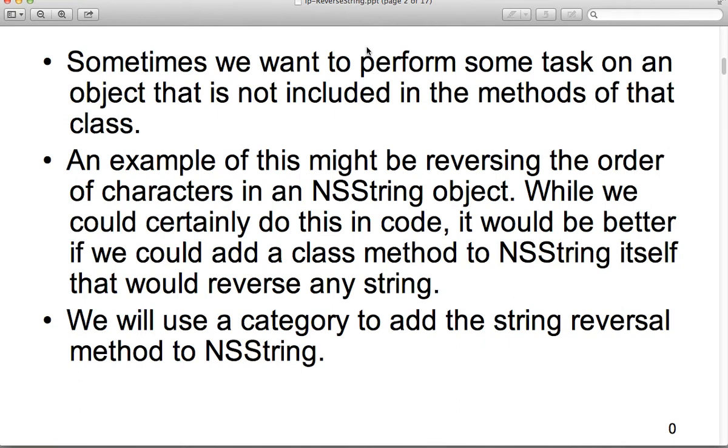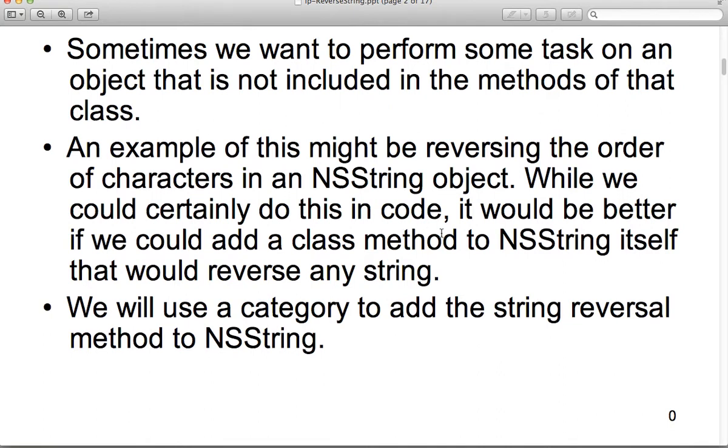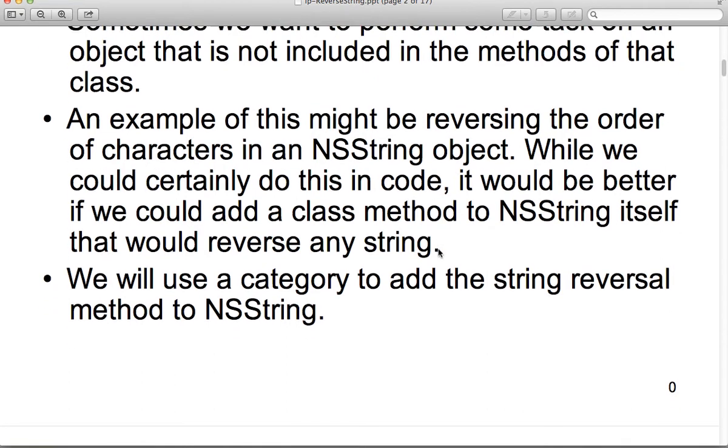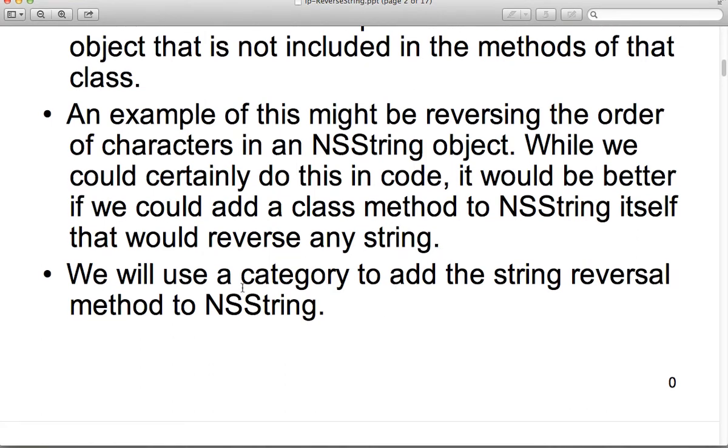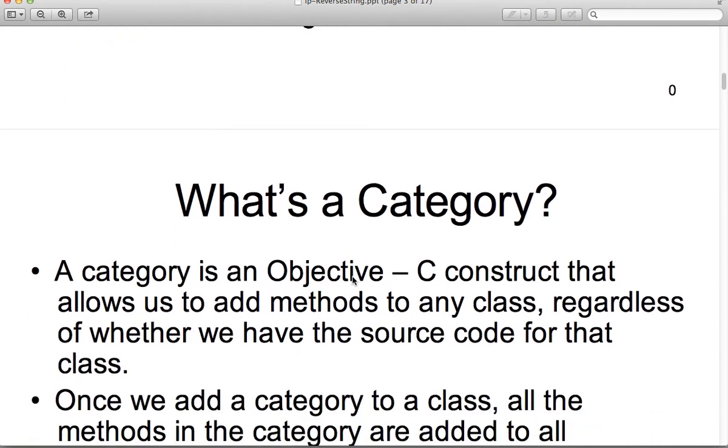We've been looking at NSString as one of the major data types being used in a lot of iOS applications and things. So while we could certainly do this in the code, a better way of doing this is to add a class method. So we're going to add a class method now to NSString itself that could reverse any string that we put in there. So we can use a category, and it's called a category, to add the string reversal method to the NSString class. Protocols, I'm going to show you protocols after I show you the category.